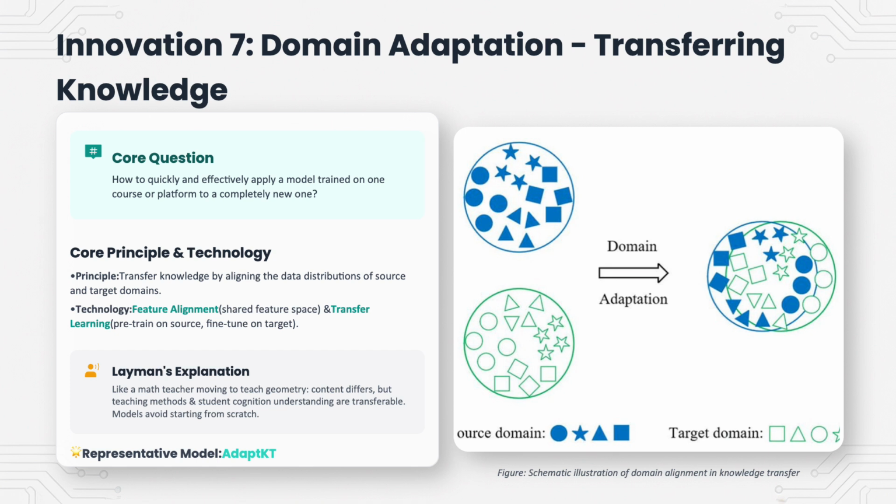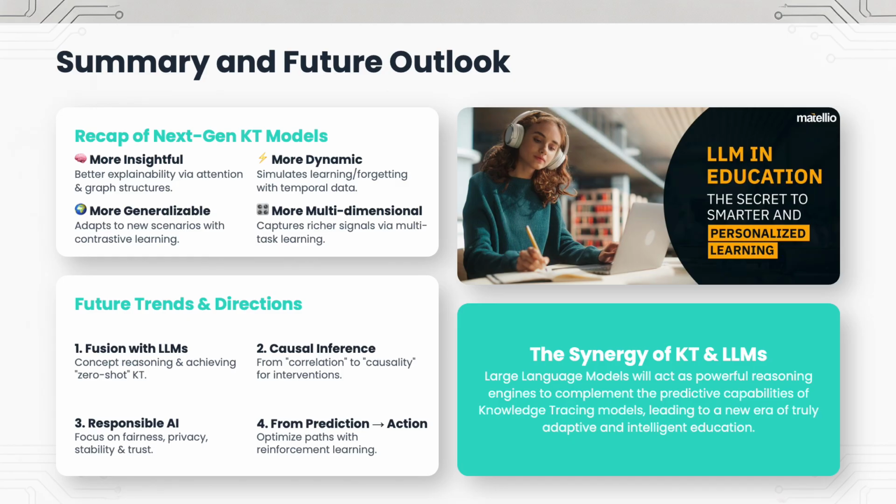Finally, domain adaptation. How do we take a model trained on math problems and apply it to physics problems? Domain adaptation is the key. It's about transferring the knowledge of how to learn from one domain to another. Just like a teacher can adapt their teaching methods to different subjects, models like AdaptKT learn to align features across different datasets, making them much more versatile and reducing the need for retraining from scratch every time the context changes. So, to wrap up this chapter, the new generation of KT models is more insightful, dynamic, generalizable, and multidimensional.